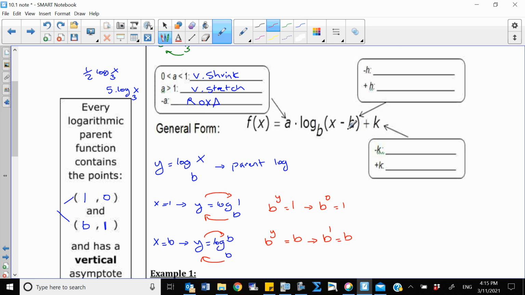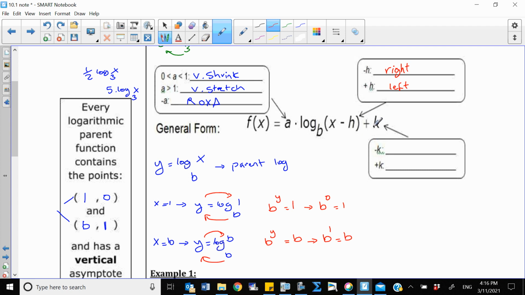Next is this part. If you add or subtract something to your x inside parentheses, we know that everything inside the function is kind of weird and acts opposite. So if you subtract a number, if this number is negative, then you are moving to the right. You're moving your function to the right. If the value is positive, then you move your function to the left side.